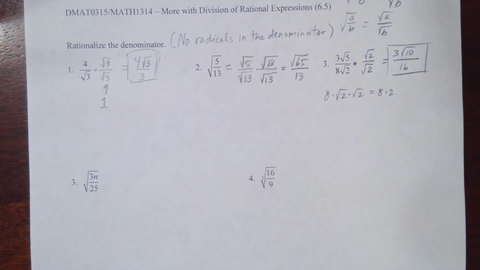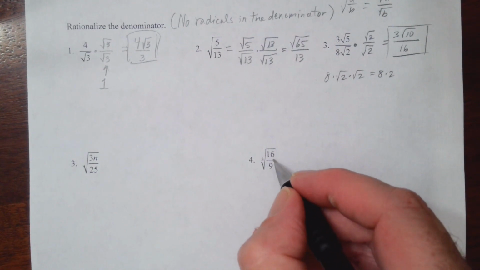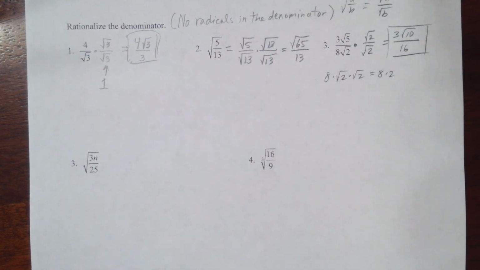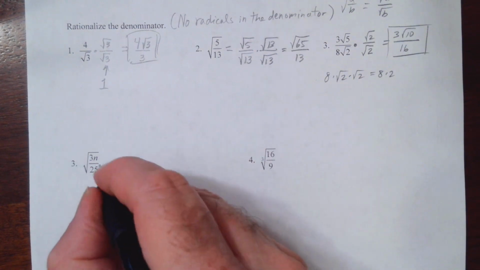You might try number 3 and maybe even try number 4 and then watch the video. I'll warn you on number 4, it's different with the cube root. It's not true that a cube root times a cube root gets rid of the radical. So you have to think about that one. All right, let's go ahead and look at this.